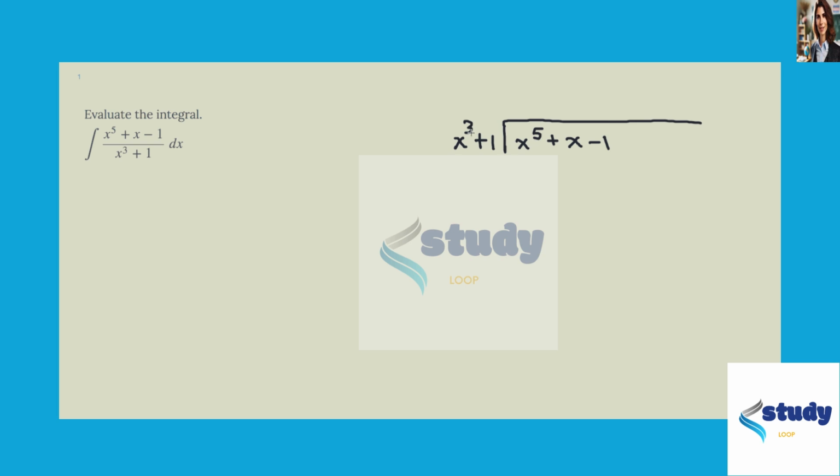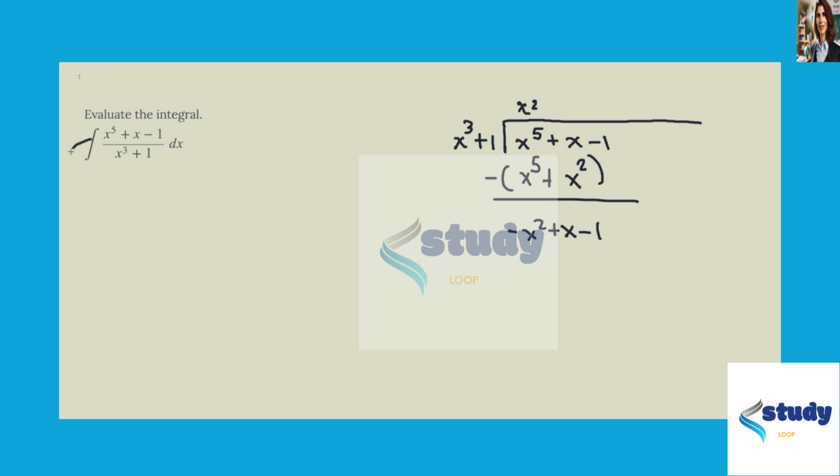x to the fifth over x cubed, that's x squared. So let's go ahead and multiply that out. Then you subtract, and you're left over with negative x squared plus x minus 1. And this will be our remainder because x cubed does not go into x squared.